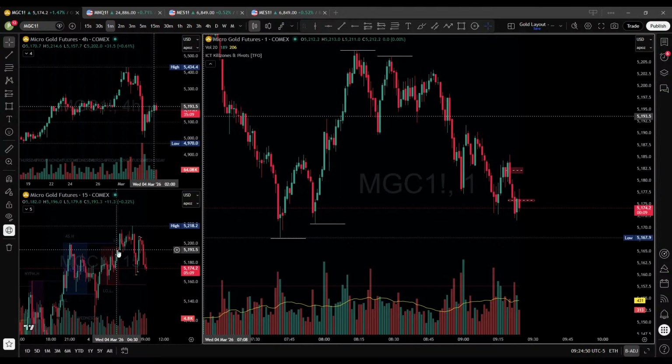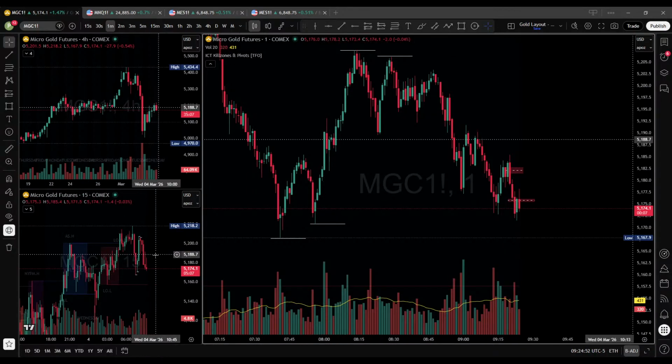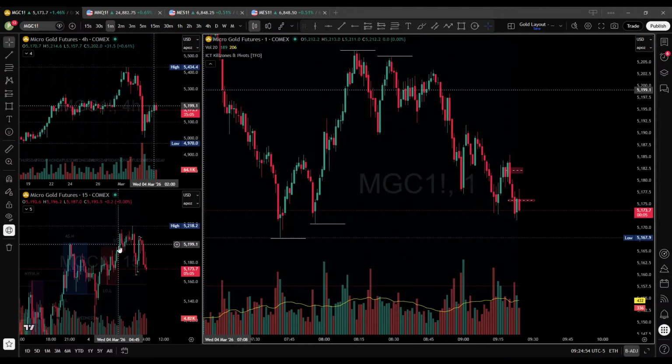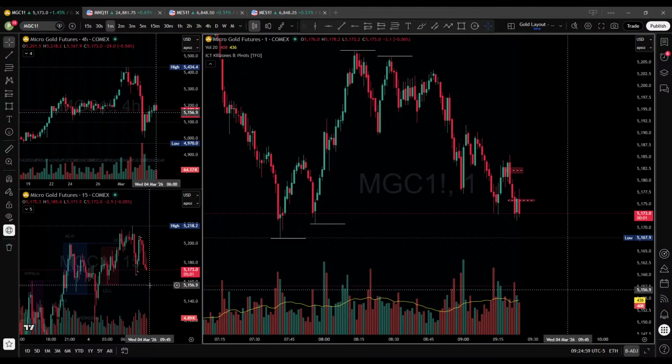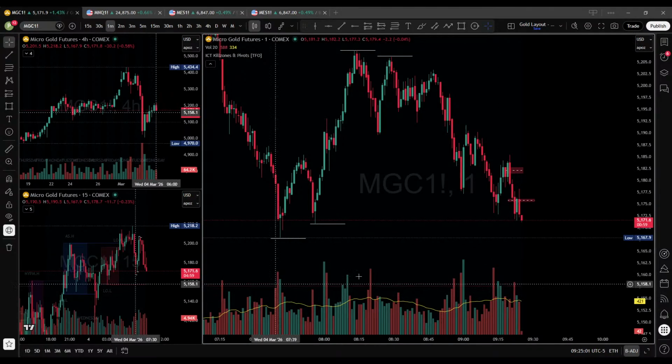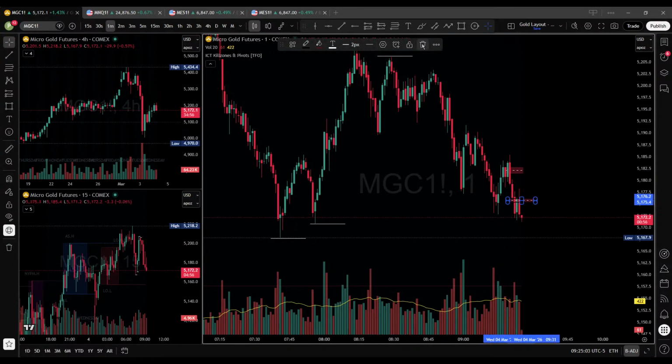It's taken out Asian session high, London session high, giving rejection and a strong displacement on the downside. So I'm short bias, so I'm just taking short side entries.